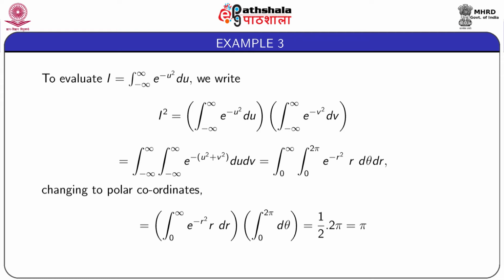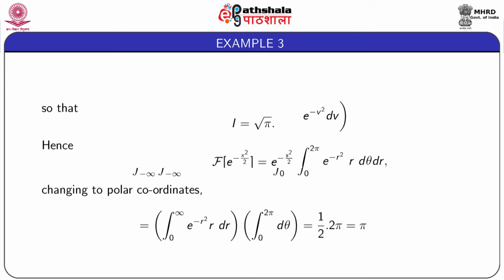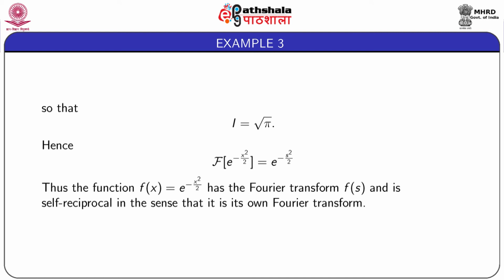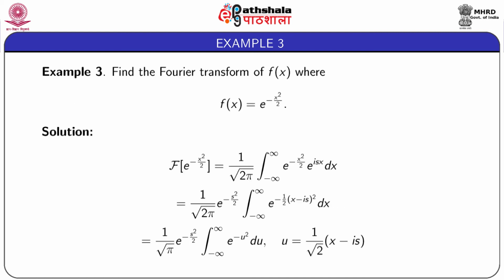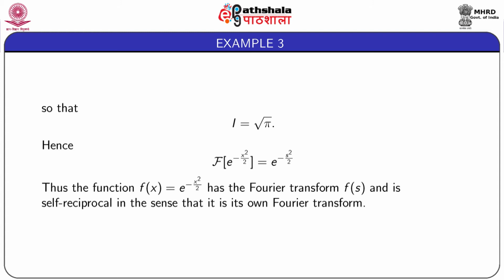So that I square is equal to pi. That means we have obtained I square equal to pi. So, I is equal to root pi. Hence, the Fourier transform of f x equal to e to the power minus x square by 2, by substituting root pi for this integral, we obtain this as equal to e to the power minus s square by 2.